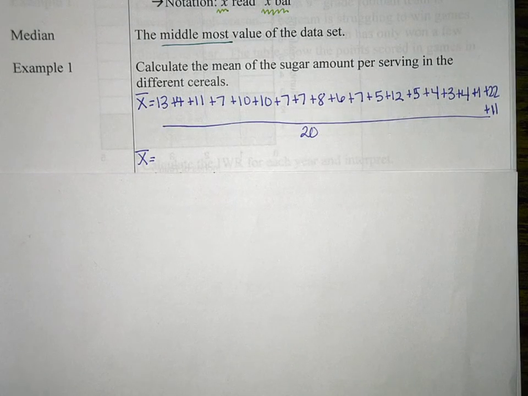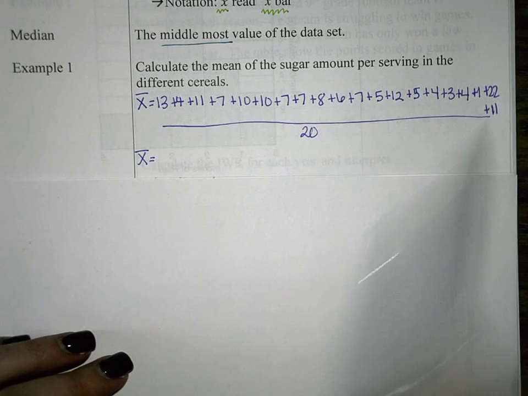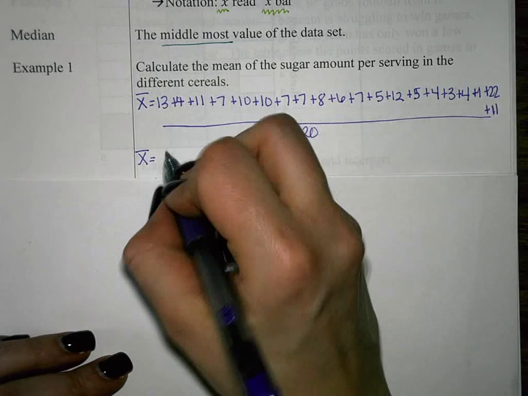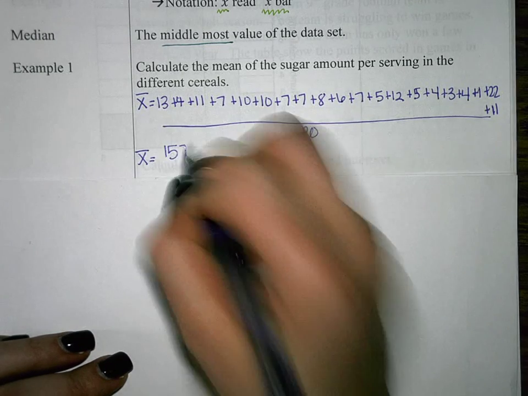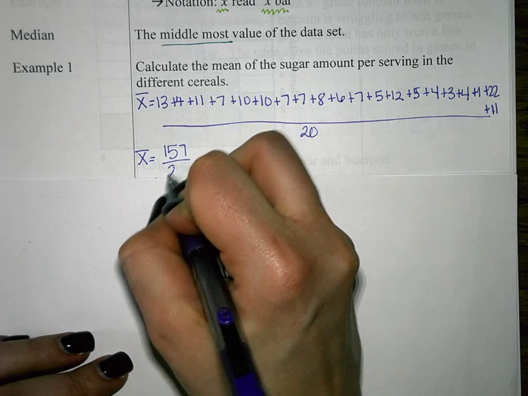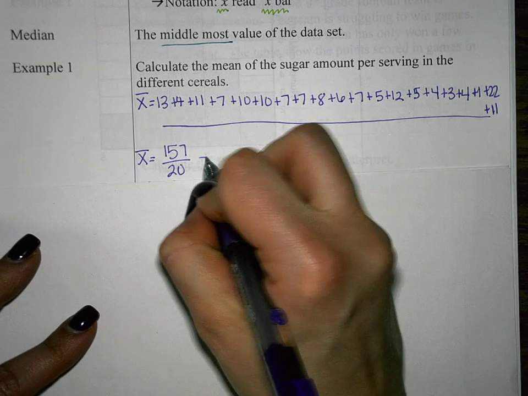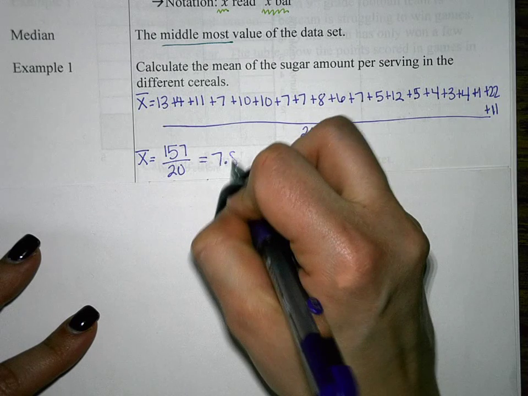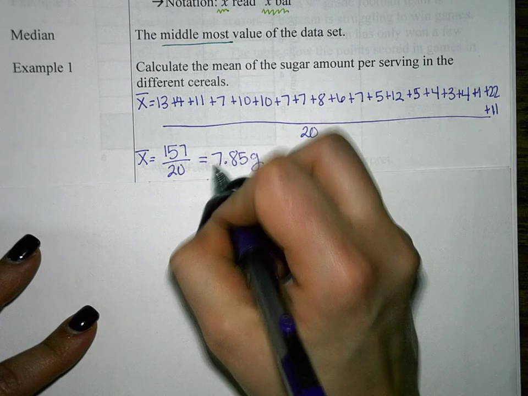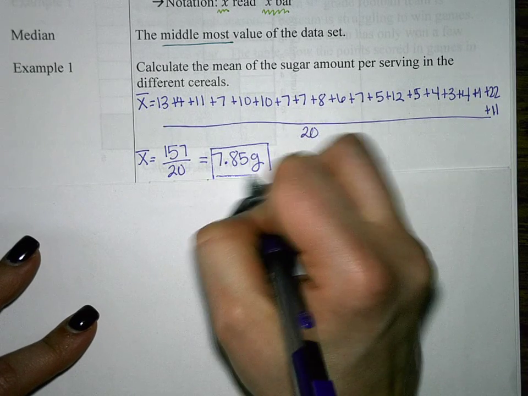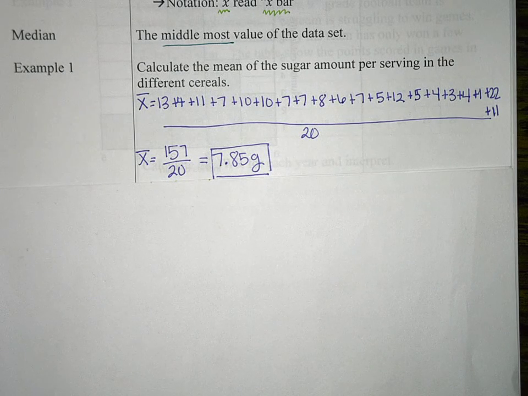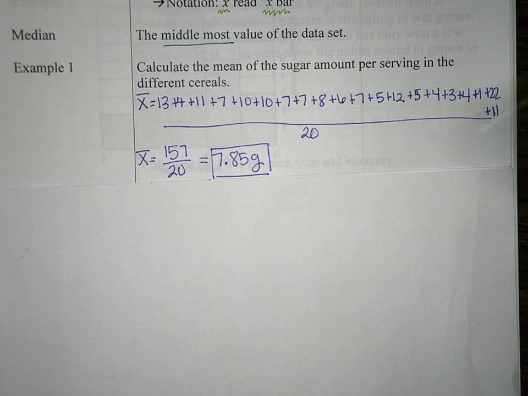So doing that calculation, if we were to add all of the amounts of sugar per serving, it comes out to 157. And remember, we're going to divide that by 20. And when you divide 157 by 20, you get 7.85 grams of sugar. So our mean, or the average amount of sugar in each box, is 7.85 grams.